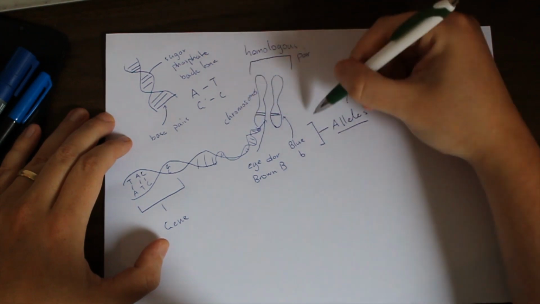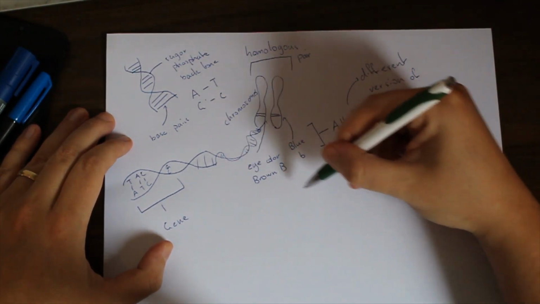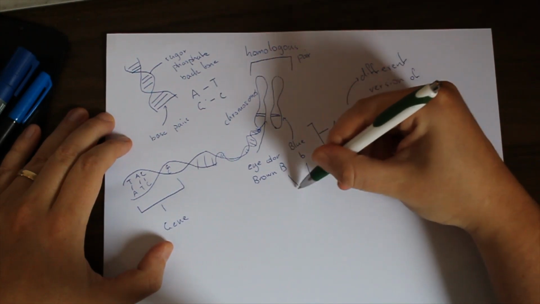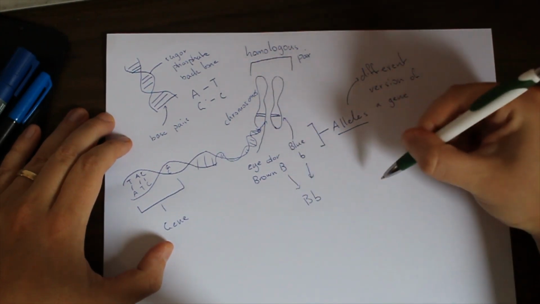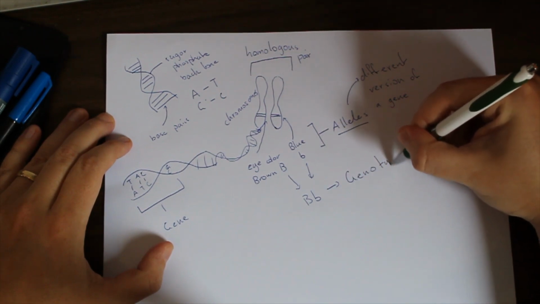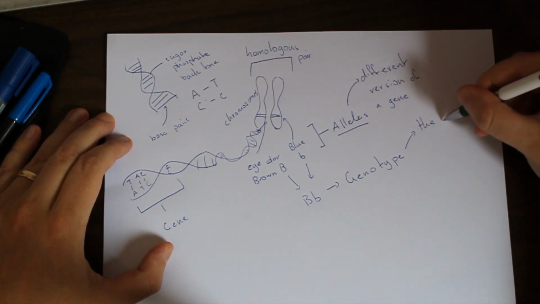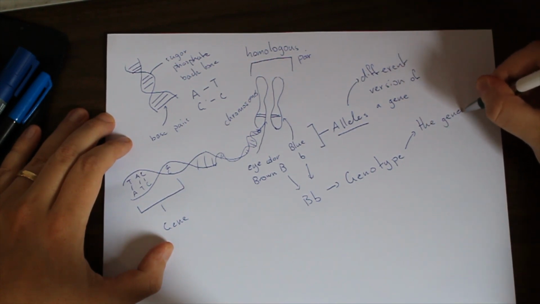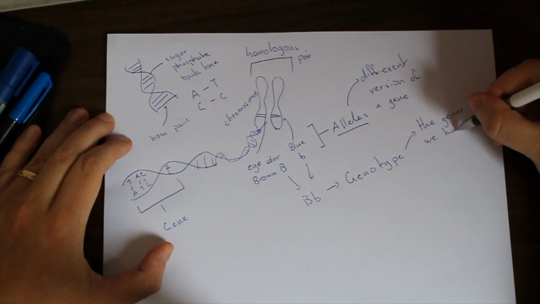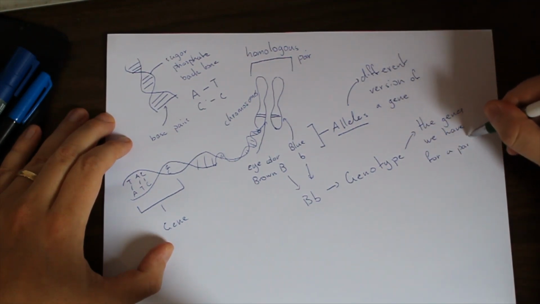Now, the genes that we have for this particular trait, these here, big B and little b, is our genotype. Genotype is just the genes we have for a particular trait.